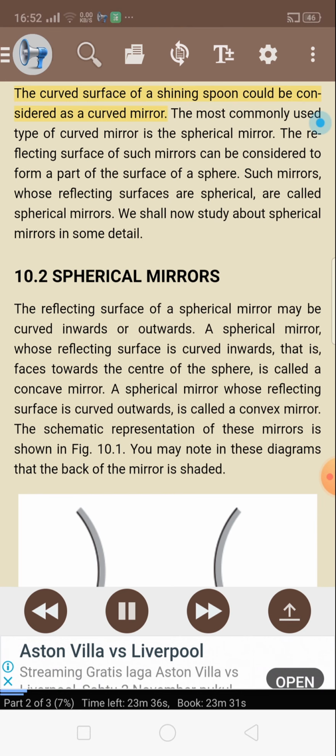The curved surface of a shining spoon could be considered as a curved mirror. The most commonly used type of curved mirror is the spherical mirror. The reflecting surface of such mirrors can be considered to form a part of the surface of a sphere. Such mirrors, whose reflecting surfaces are spherical, are called spherical mirrors. We shall now study about spherical mirrors in some detail.